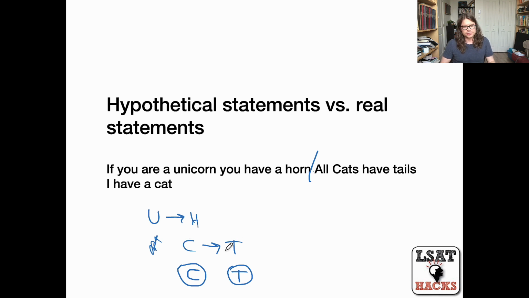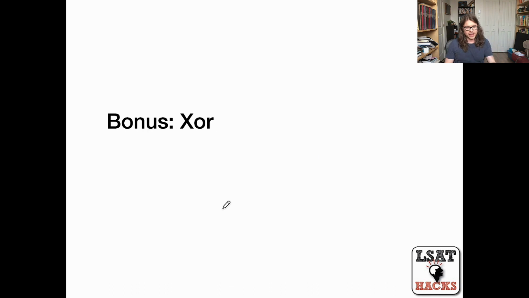And so it's still true that cats have tails, but it no longer means that there are cats in the world. But if I say I have a cat, then that means cats exist, and you can apply it to the statement above. And I have seen LSAT questions make a distinction between, are we talking about a conditional versus are we talking about a fact? So it's important to have this split.